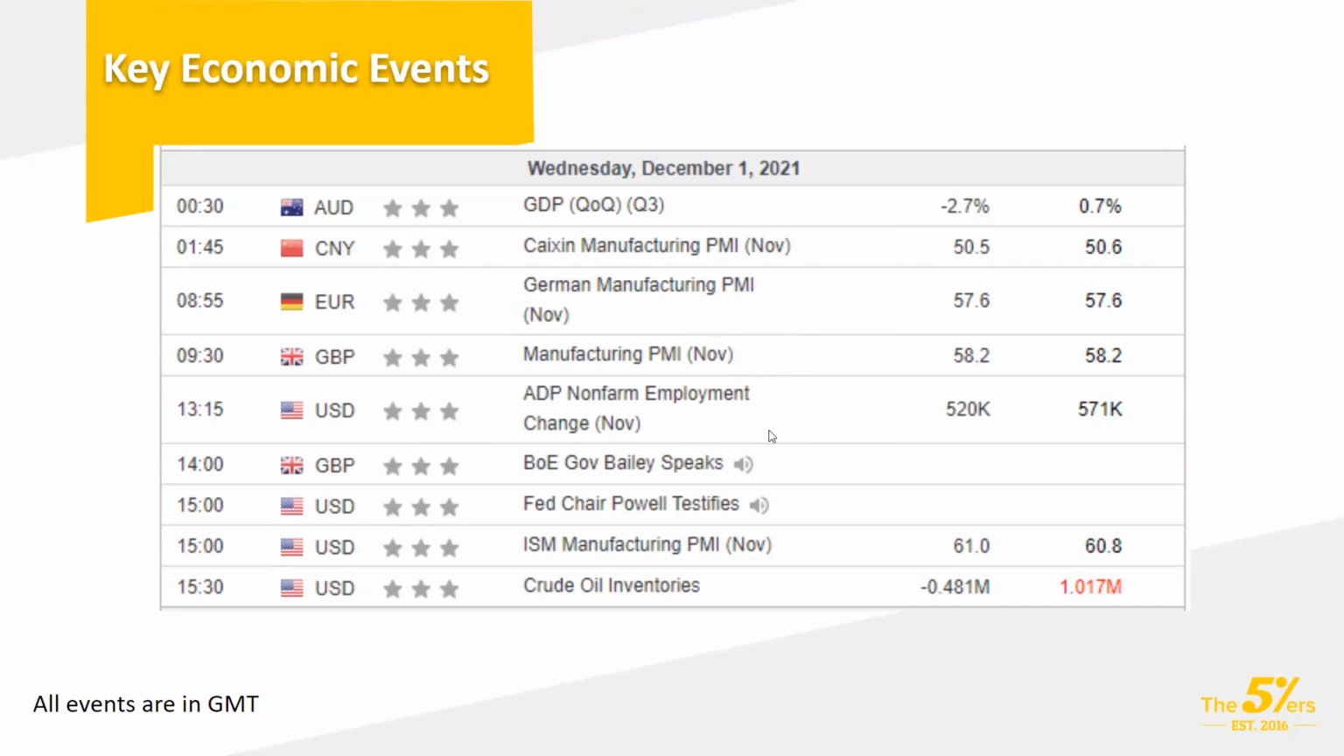And of course, the non-farm employment change just before the non-farm payrolls that are upcoming on Friday. And we have another manufacturing PMI in the US. Those of you who are trading the Canadian dollar, pay attention to the crude oil inventories, which affects the crude oil price, and this in turn affects the Canadian dollar price against other currencies. So pay attention to this.